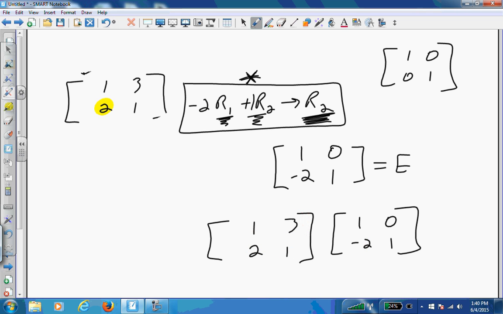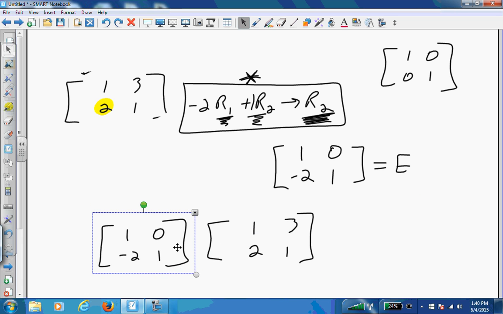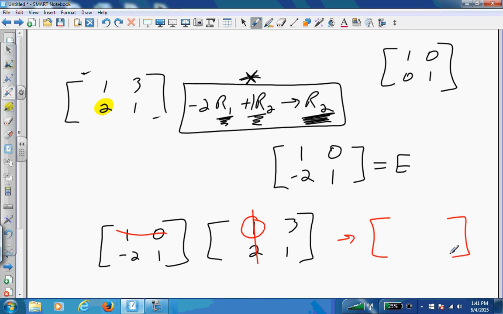So let's go back, and let's take that matrix and move it out front. Now let's multiply row and column. So if we do that, we're doing 1 times the 1, 0 times the 2, so 1 plus 0. If we go to the next column, 1 times 3, 0 times 1. So notice our top row didn't change. And notice we weren't changing the top row anyway.